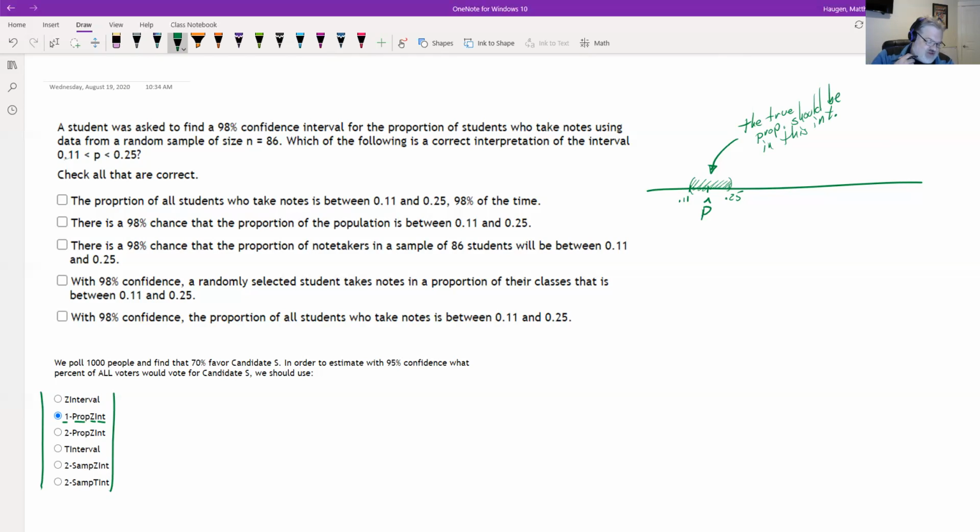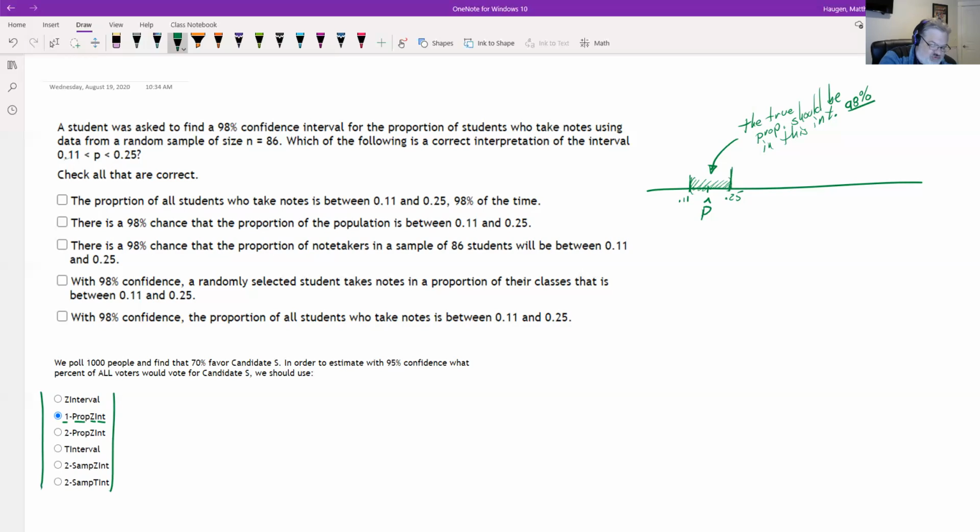I'll say no, it's not necessarily in that interval. How confident are they that it's in that interval? 98%. You're 98% confident that the true proportion is somewhere in that interval. So let's look at these statements and see which one of these line up with that.